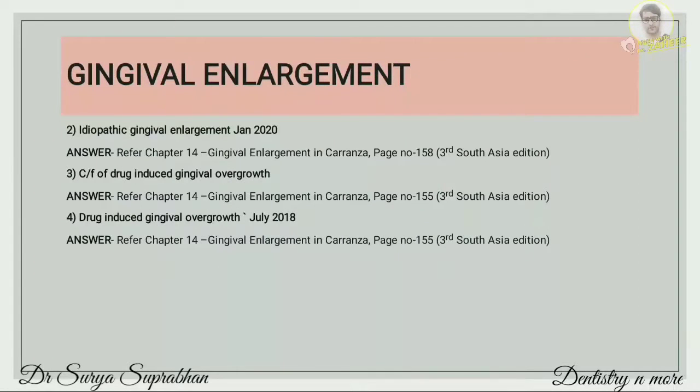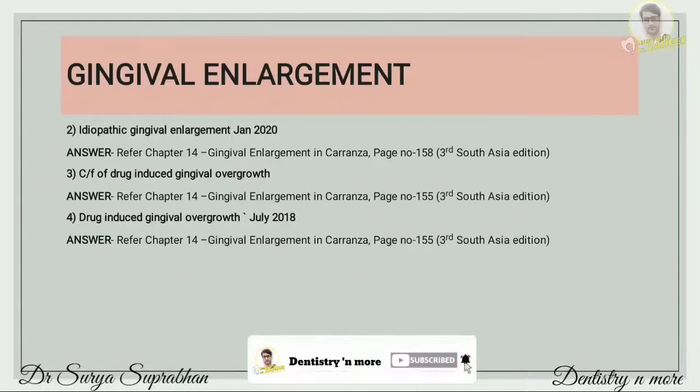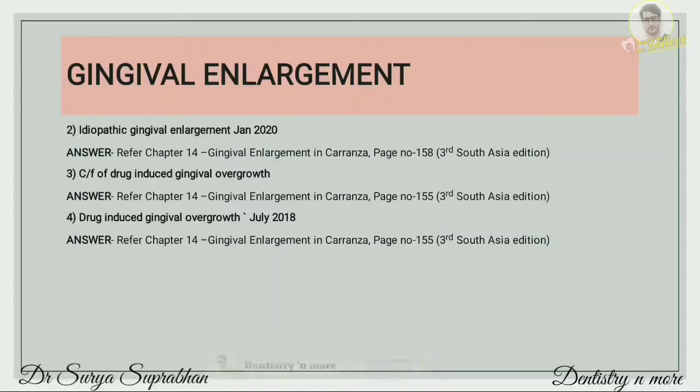Coming to the next one, that is idiopathic gingival enlargement. Refer to the chapter on gingival enlargement, page number 158. Under this question, you can add a slight introduction on what idiopathic gingival enlargement is, then write about the clinical features, the etiology, and then the histopathology. Then the drug-induced gingival overgrowth and the clinical features of drug-induced gingival overgrowth, both you will find as a direct answer. In the gingival enlargement chapter, refer to page number 155.